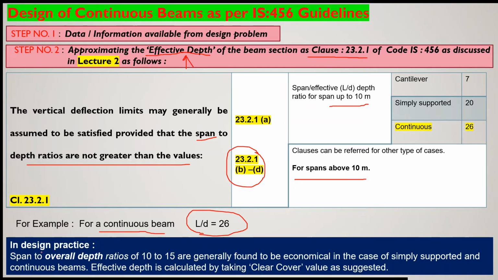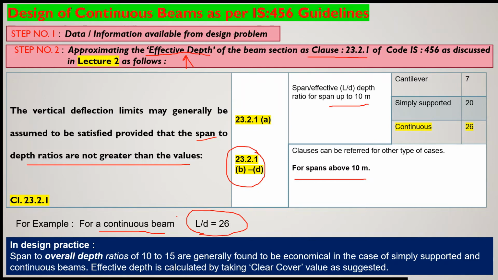In general, whenever we are doing design, in current practice, a span to overall depth ratio, now here it is effective depth, but a span to overall depth ratio of 10 to 15 is generally found to be economical. These limits are based on the experience of various designers. So it is found to be economical in the case of simply supported and continuous beams. So you can take any value between 10 to 15 or 16, 17, whatever you like, because here you are not deciding the depth of the section, but just assuming it.